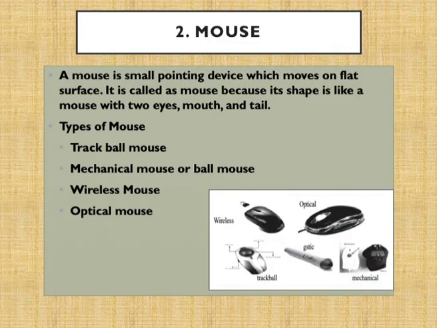Optical devices again have several variations, like you have wireless mouses and wired mouses. Wireless mouses use Bluetooth technology, or we can also use a special device that we connect in the USB port of the computer, so that we can connect that particular wireless mouse to the computer and use it.